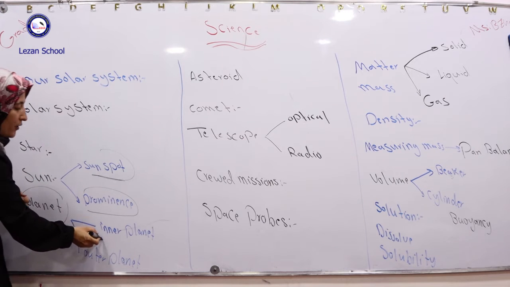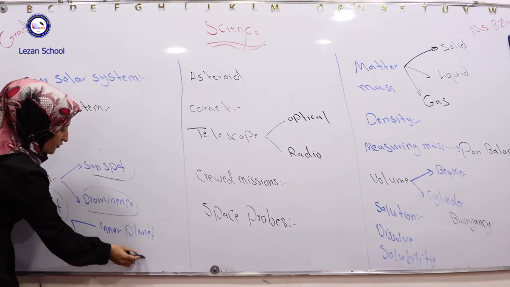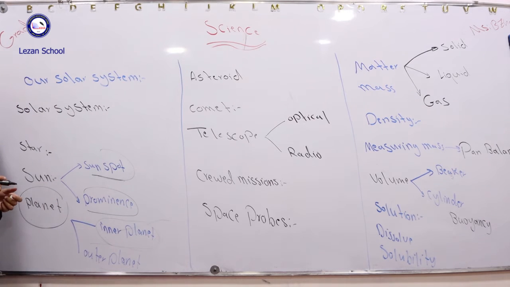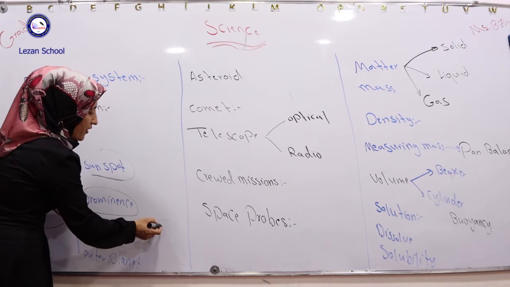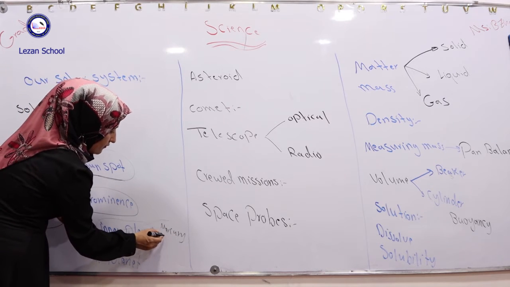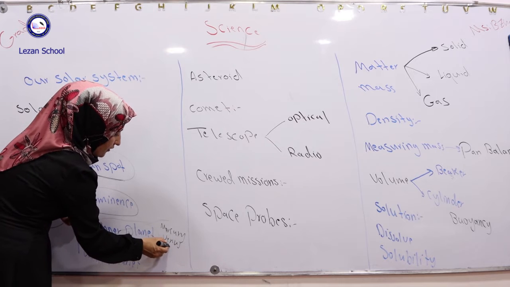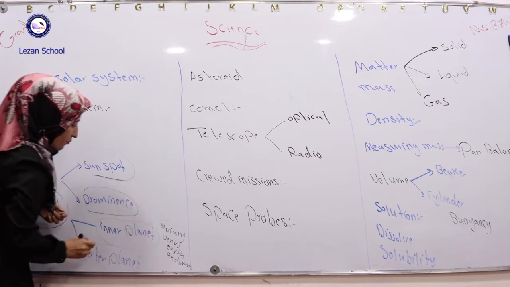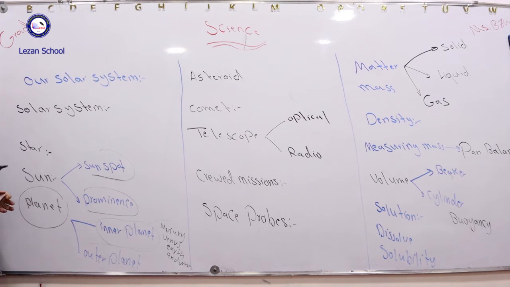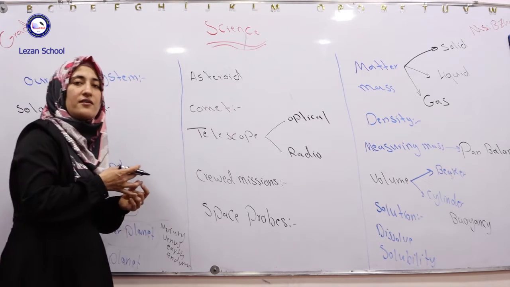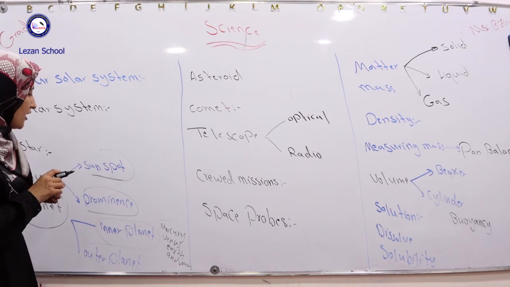We have two types of planets, inner planets and outer planets. Inner planets are planets that are near the sun. They are Mercury, Venus, Earth, and Mars. But outer planets are planets that are far from the sun, like what? Jupiter, Saturn, Uranus, and Neptune, and Pluto.